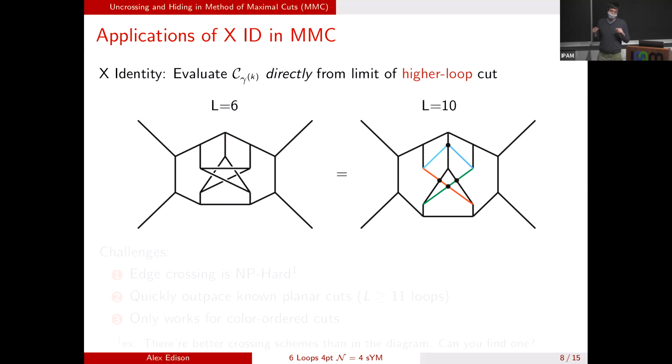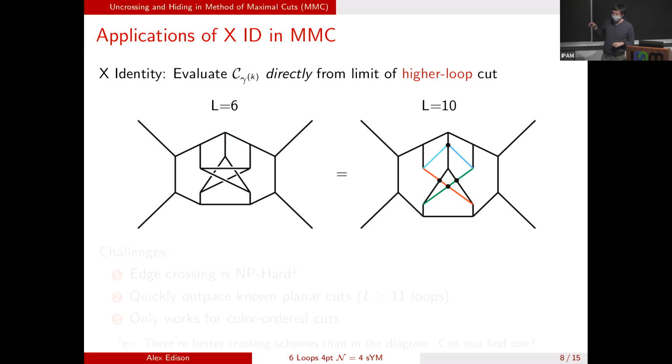This is useful because planar cuts are in general significantly easier to calculate. And planar integrands in general are significantly easier to calculate than in the non-planar case. Essentially, the idea is if we have, for instance, some 6-loop diagram, everywhere that there's an edge crossing in the 6-loop diagram that we want to calculate, we instead identify that as a 4-point amplitude in some higher cut.